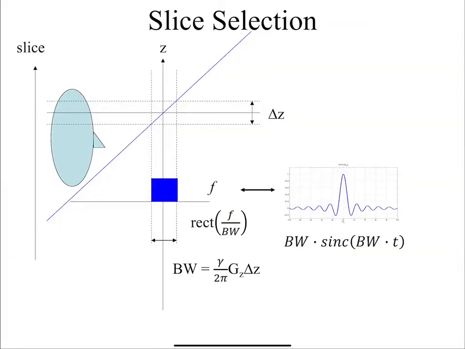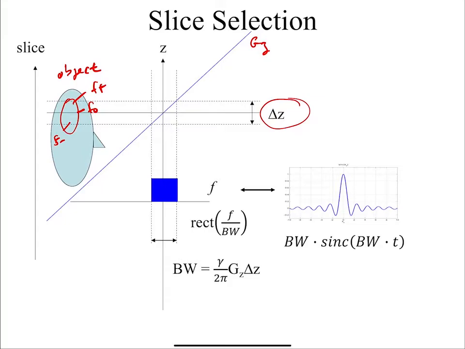And this is the basic idea. So if this is my object here, and I want to excite a slice of thickness delta z. Essentially I want to excite every spin within that delta z. And the idea is that I've applied a gradient G sub z here. So each of these spins within that volume has a different resonant frequency. For example, this spin here might have f minus, this spin here might have f plus, and let's say this spin here has f zero. So there's a range of resonant frequencies, okay?